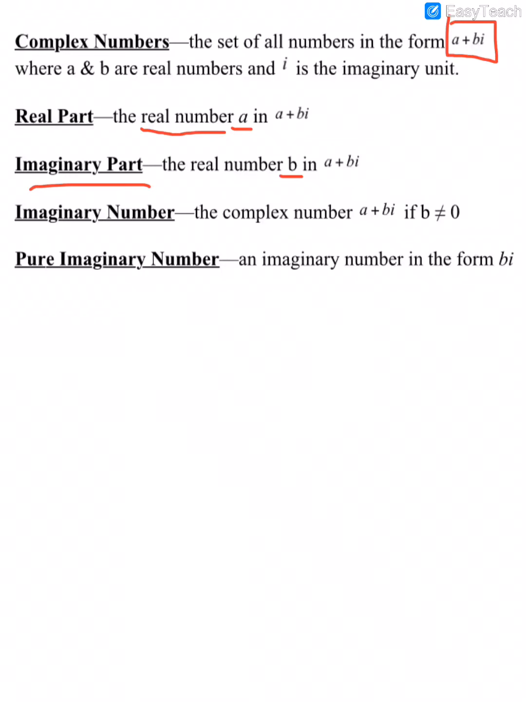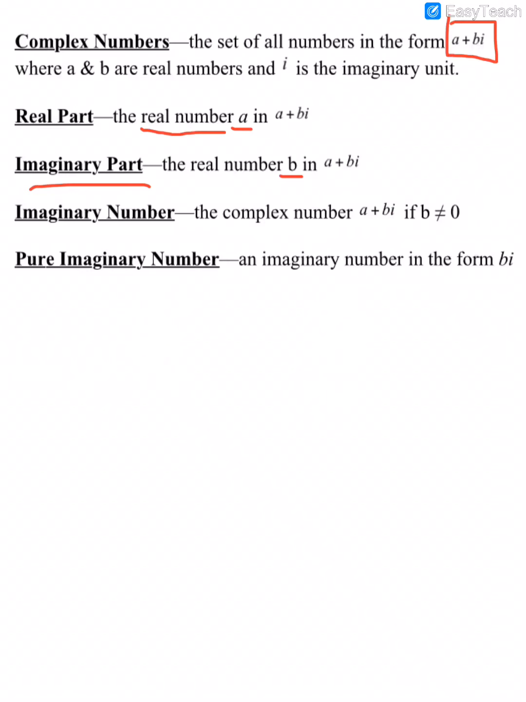The complex number a plus bi is called an imaginary number as long as b does not equal 0. Because if b equaled 0, then that part of the complex number would go away, and you would only have a real number part. So it would no longer be an imaginary number. That's why it says that b can't equal 0. It has to be some number other than 0.